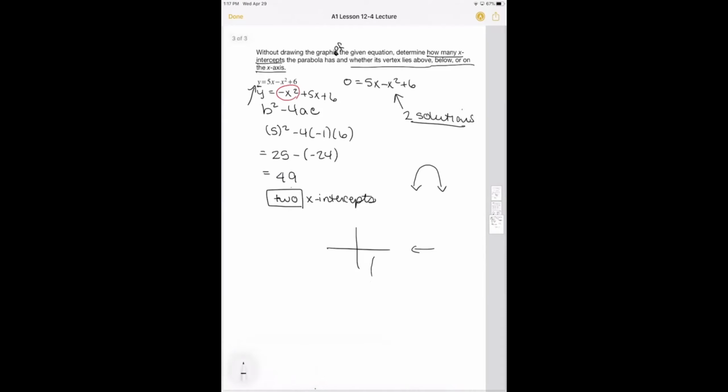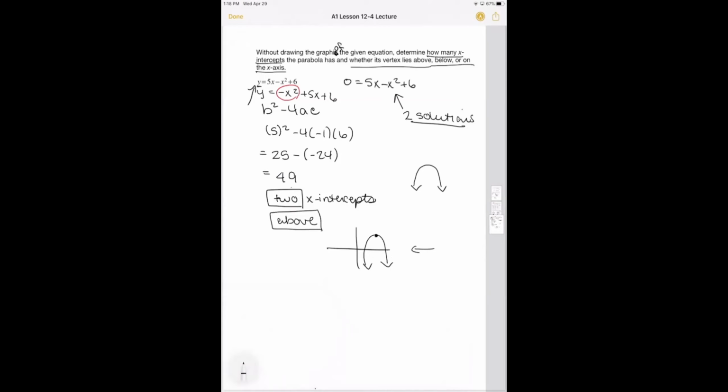My next option is, is it on it? Well, if it's on it, if it's actually just right there touching it at one point, we would have 1 x-intercept. So it's not on it, but what is it? Let's keep going, we got one more. This is my vertex, right? The turning point is going to have to be above. It's going to have to be above. So I just write above.